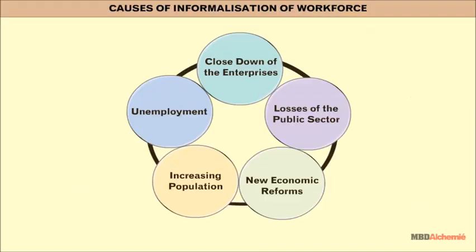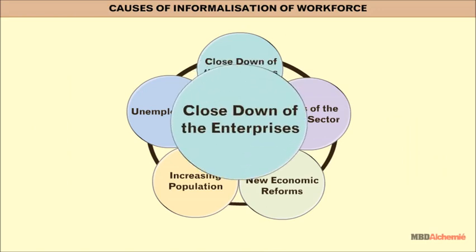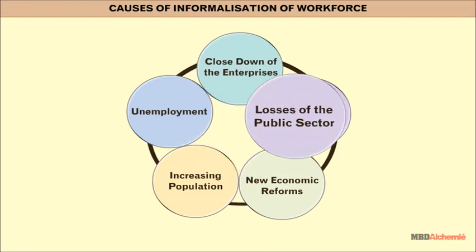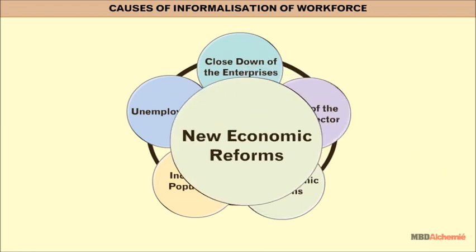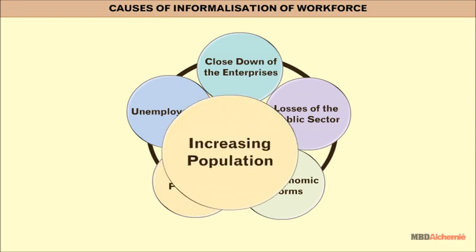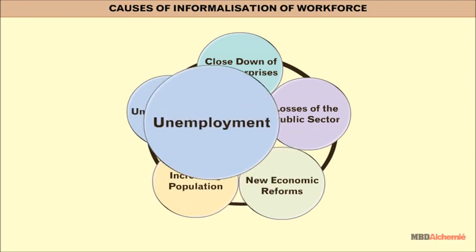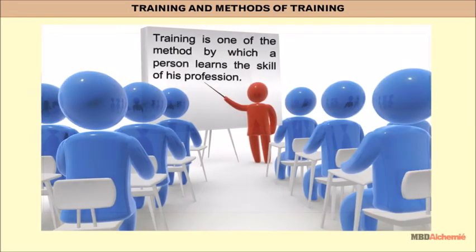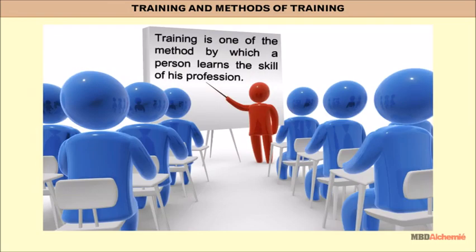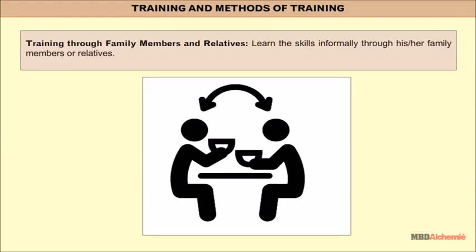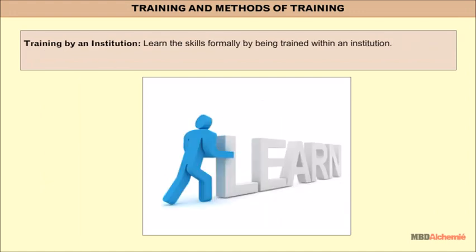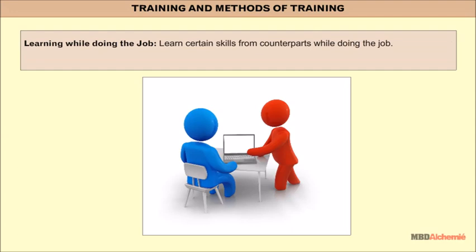Causes of informalization of workforce. Causes of informalization of workforce are closing down of enterprises, losses of the public sector, new economic reforms, increasing population and unemployment. Training and methods of training. Training is one of the methods by which a person learns the skills of his profession. Training can be given through family members, an institution, or while doing the job.